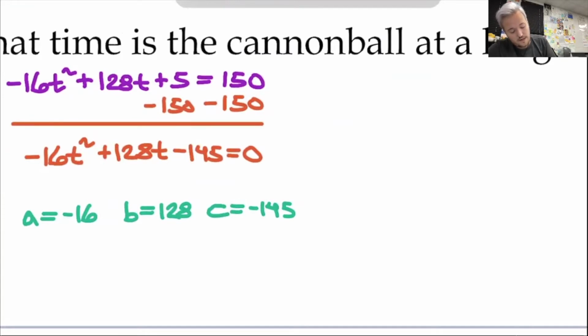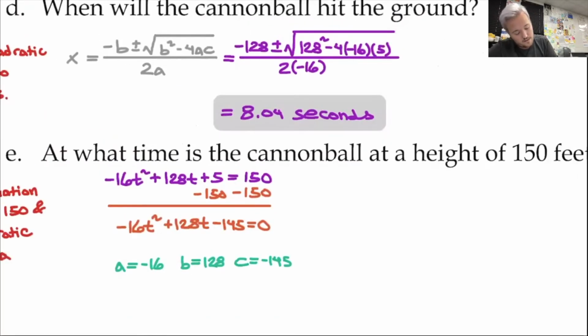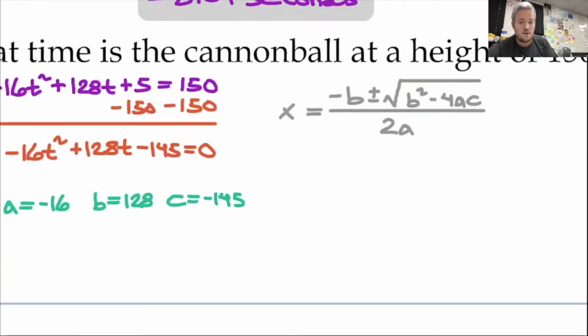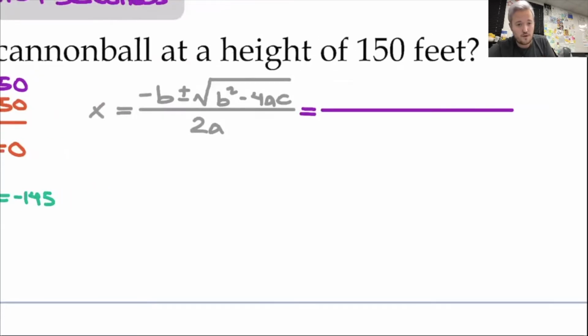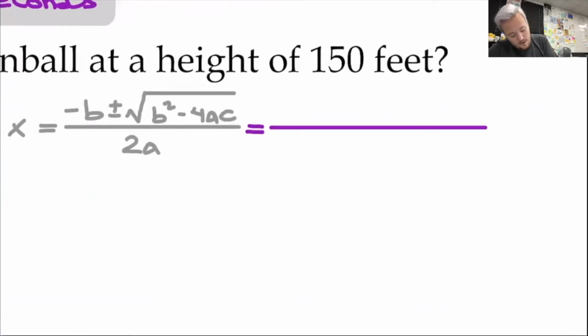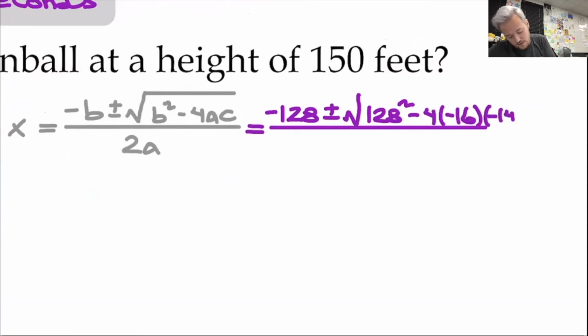All right, so just as a recap, I'm going to copy quadratic formula down here, just as a reference. All right, so I'm going to plug in those values. Now remember, we want both, not just one, we want both. So negative b, so negative 128 plus or minus the square root of 128 squared minus 4 times a times your c value, all over 2 times your a value.